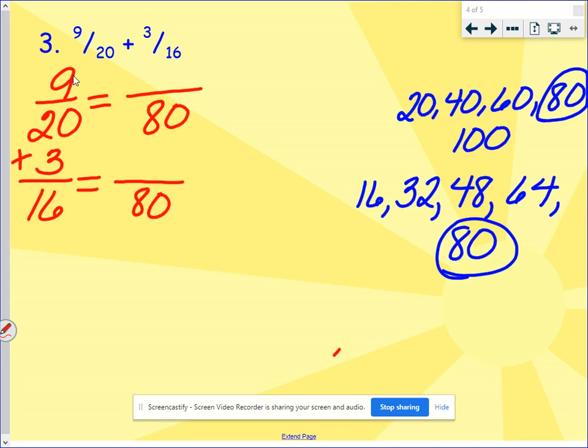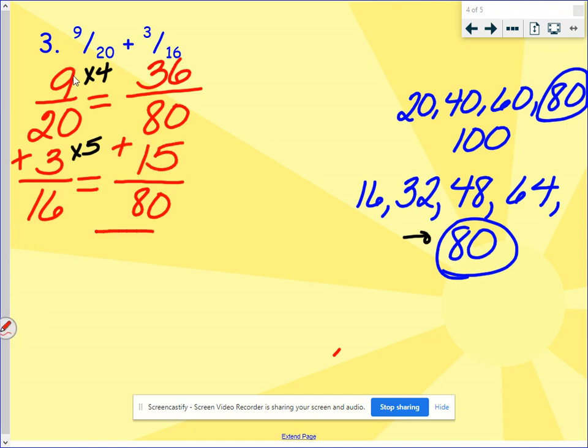So now I say to myself, what times 20 gives me 80? 4. 9 times 4 is 36. What times 16 gives me 80? Well, I came over here to 80, and I did it the 5th time. So I say 3 times 5, which will give me 15.